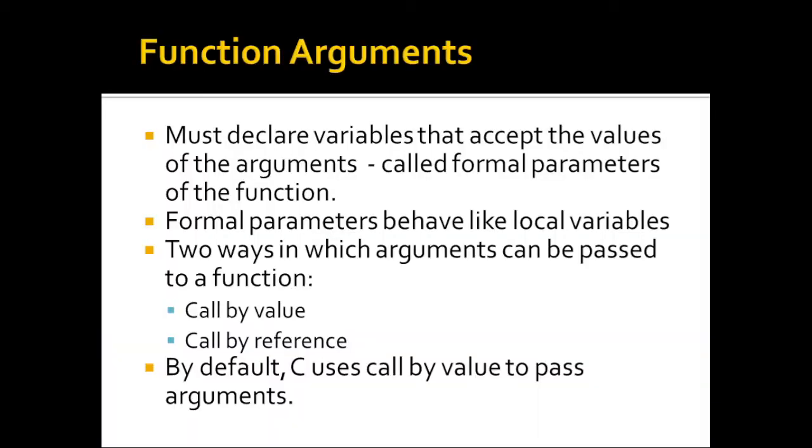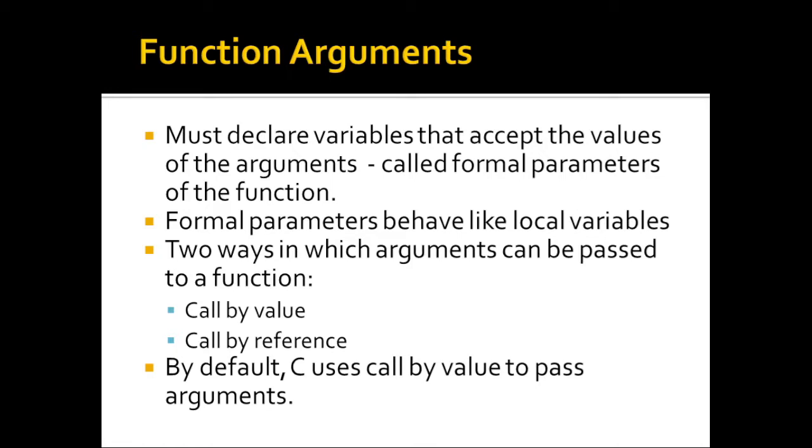Function arguments in C. So for function arguments, we must declare variables that accept the values of the arguments. And these are called formal parameters of the function. Formal parameters behave like local variables.